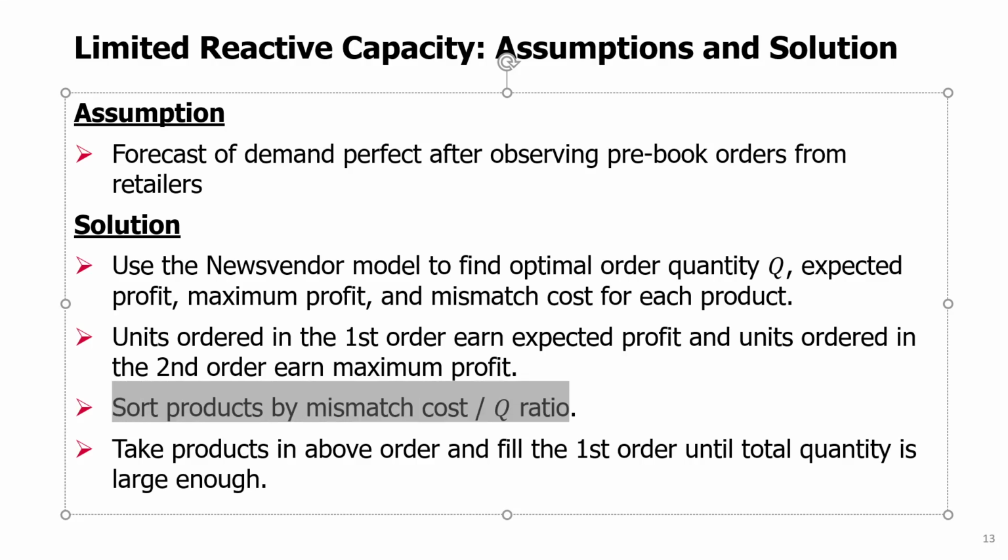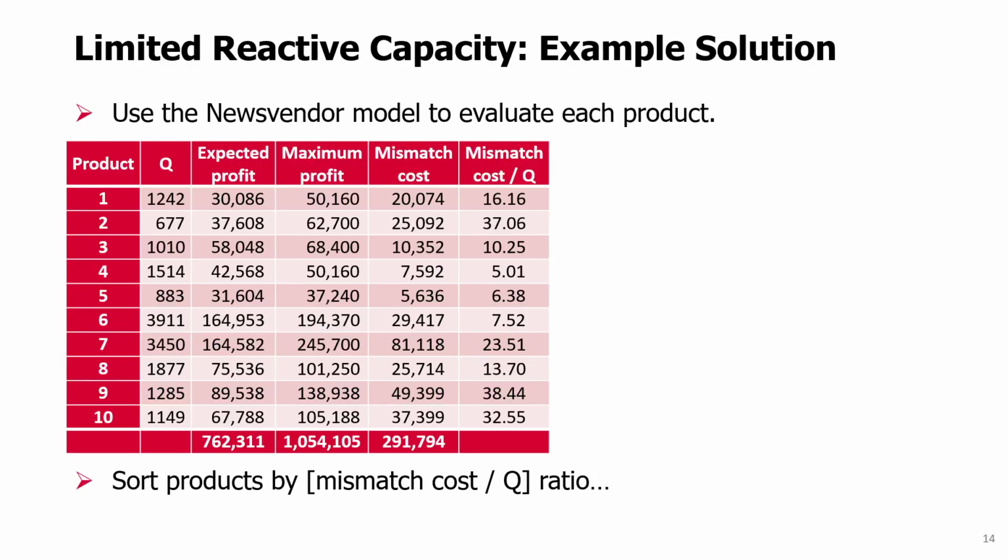And once we sort the products like this, we will just take products in that order and fill the first order opportunity, right? Until the total quantity is large enough, in this case, 10,000. So in our example, this is what we will get.